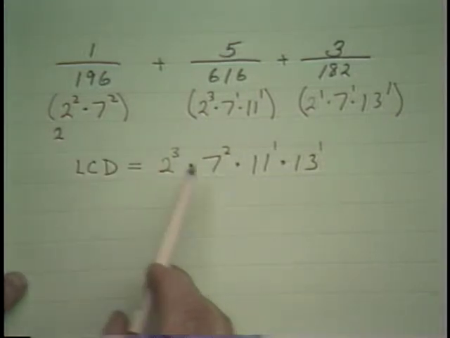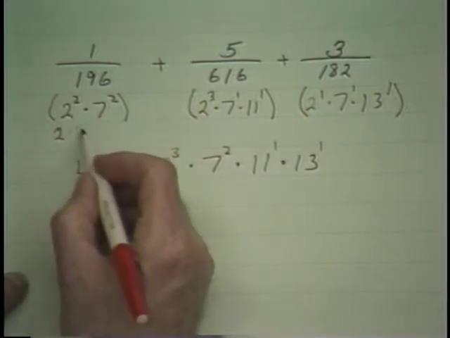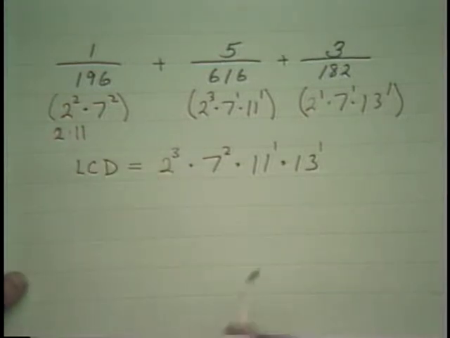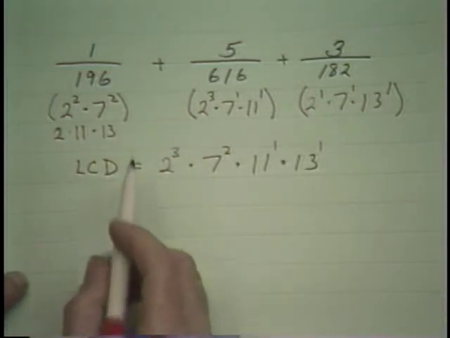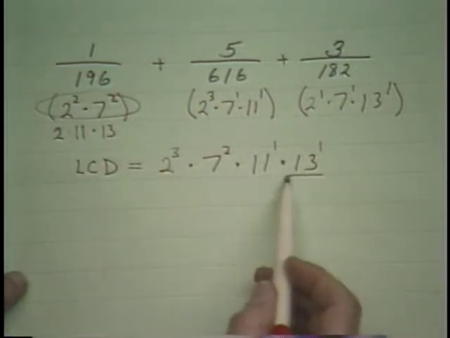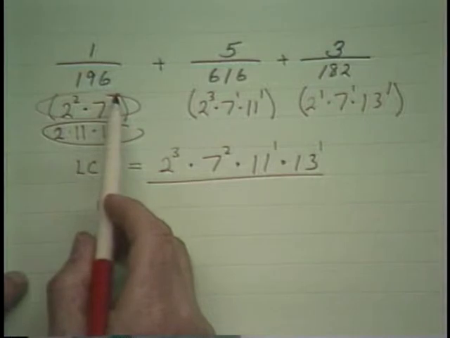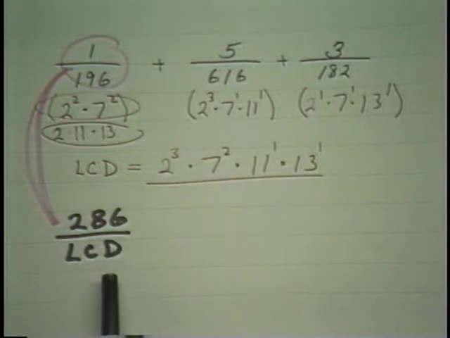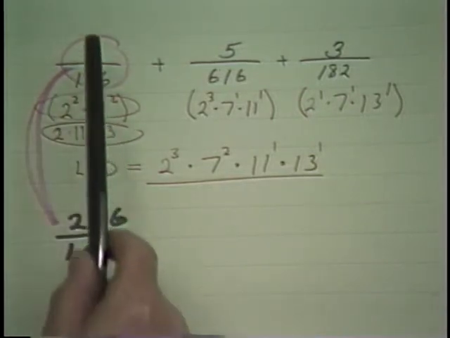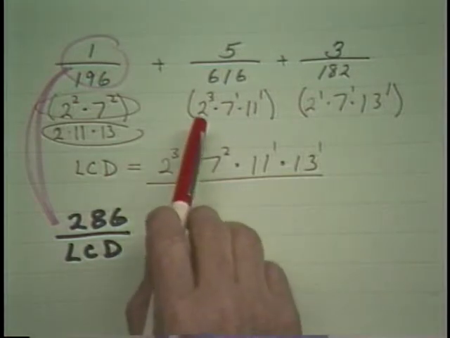Okay, this has 2 7's, but so does this. This has 1 11, this has none, so I'm going to need one more 11. This has 1 13, this has none, so I'll need a 13. So in fact, to make this look like this, I need to multiply it by 2 times 11 times 13, both top and bottom. If I do that, the top becomes 286, that is that times that times that times 1, over the lowest common denominator, which is this large creature here. Now let's do the same thing for this one.